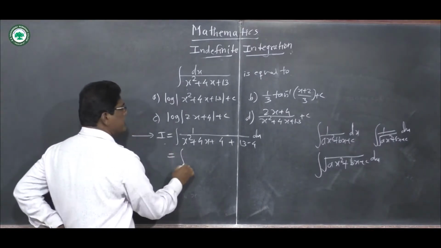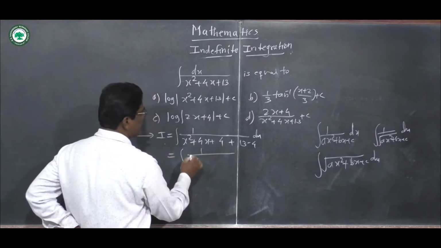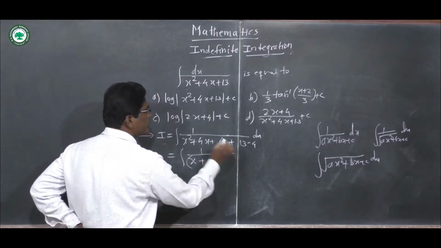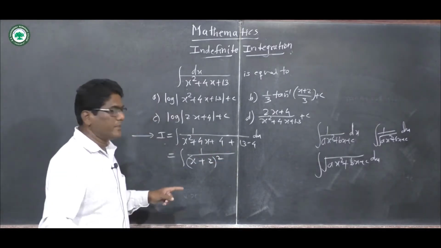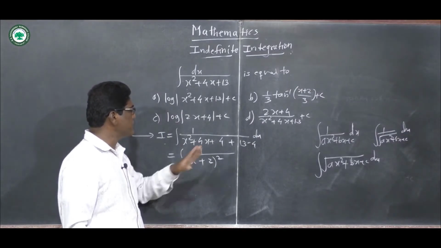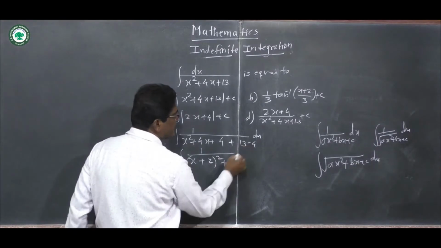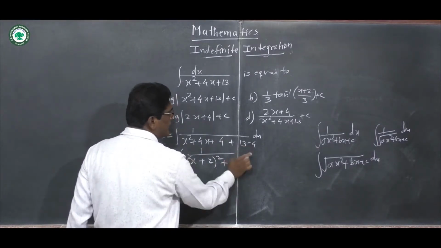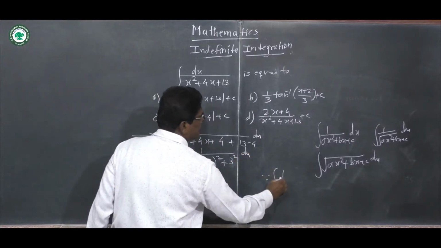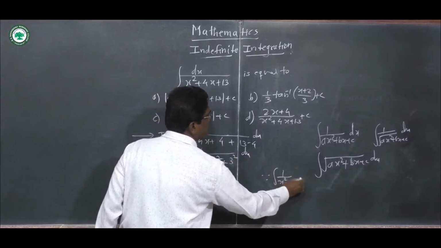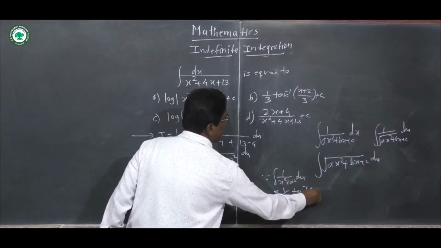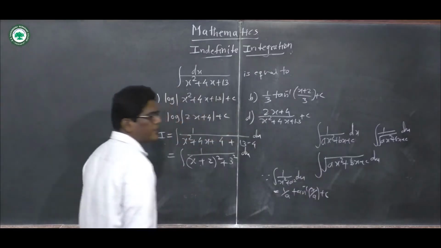So it is equal to integration of 1 upon x square plus 4x plus 4, which is the complete square of (x plus 2) bracket square. (x plus 2) square is x square plus 2 into x into 2, that is 4x, plus 2 square, that is 4, and plus 13 minus 4 is 9, and 9 we write as 3 square, dx. And now use the formula: integration of 1 upon x square plus a square dx is 1 upon a into tan inverse of x upon a plus constant of integration.